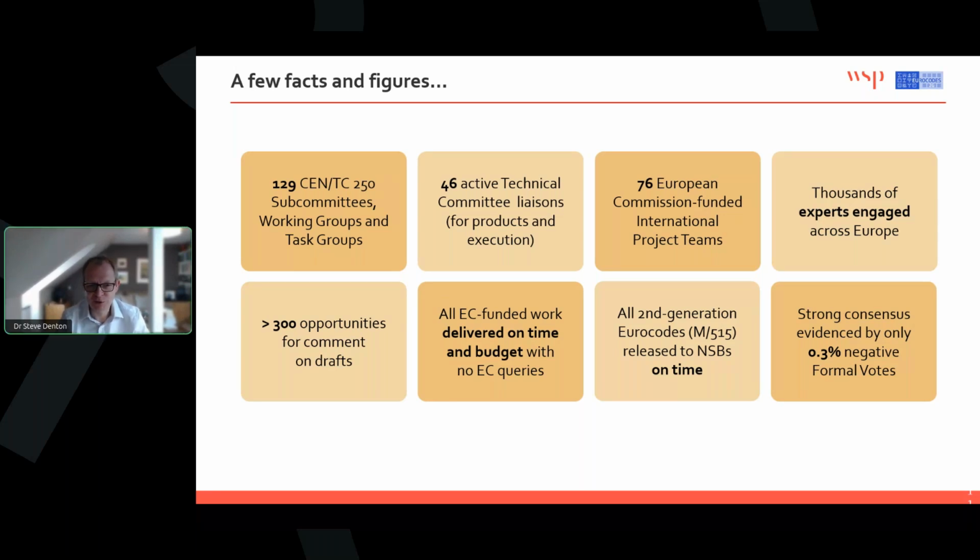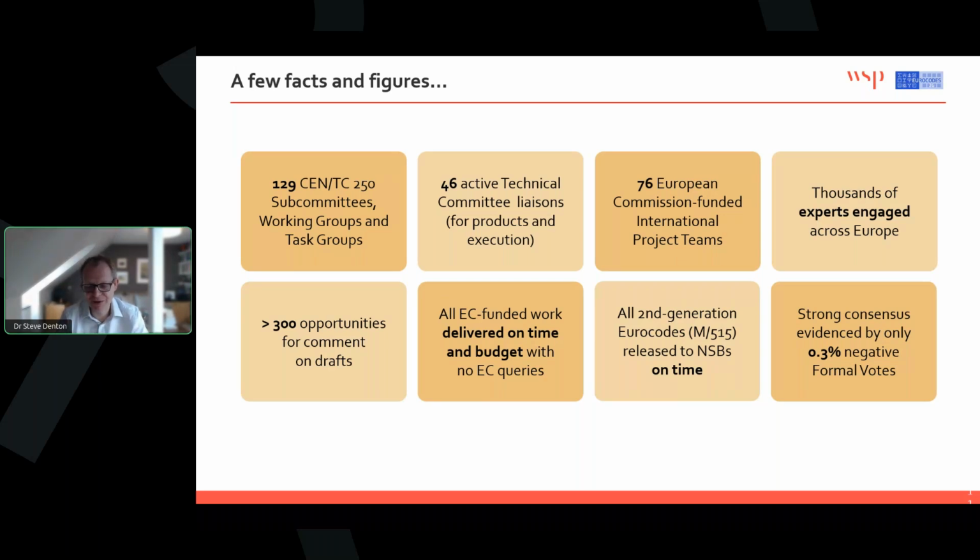All of the European Commission funded work, all of the project team work, we delivered on time, on budget. We had no queries from the Commission on any of those deliverables, which was fantastic, particularly as we delivered many of them during the COVID period, which brought additional challenges. But most importantly, we delivered all of the second generation Eurocode documents on time. They were all released. The final package of documents were released in March. And in fact, we beat our deadline by a couple of weeks. And that was a very, very significant achievement since we had set ourselves that deadline about 5 or 6 years in advance. And we met it.